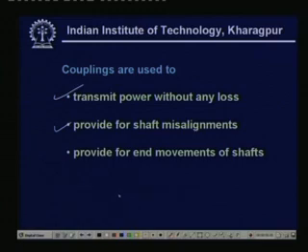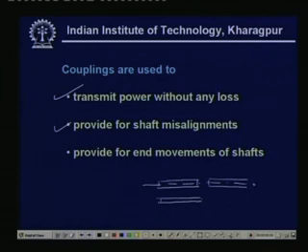Now, the misalignments may be of different types. Let us see, suppose we want these shafts to be connected this way. This is the ideal situation, two shafts axially connected in this fashion, and there is no misalignment. There may be misalignment when one shaft is here and the axis of the other shaft is offset by a certain distance delta. This is one kind of misalignment.